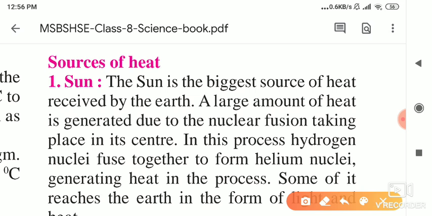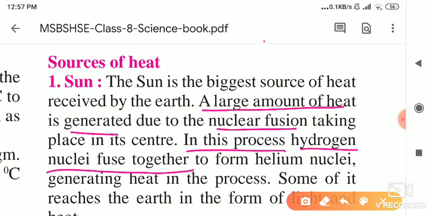So here it is written that a large amount of heat is generated due to nuclear fusion of the hydrogen and helium gases, and due to this the heat is produced. In this process, hydrogen nuclei fuse together, that means two hydrogen nuclei combine together to form helium.